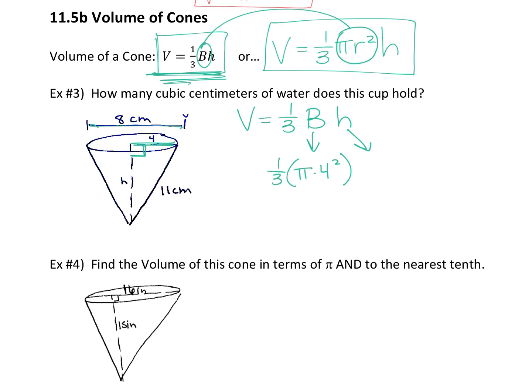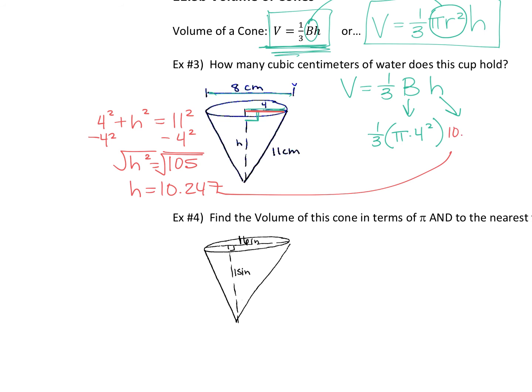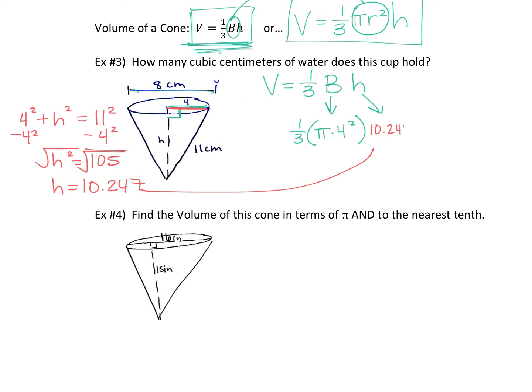Pythagorean Theorem, okay? And this one doesn't work out nicely. This is not a beautiful Pythagorean triple. So you're going to go 4 squared plus h squared equals 11 squared, okay? Again, take away the 4 squared. Don't take away 4. Take away 4 squared. So h squared is 11 squared minus 4 squared, which is 105. Take the square root of that, and you get h is 10.247, okay? So that's going to go here, 10.247.